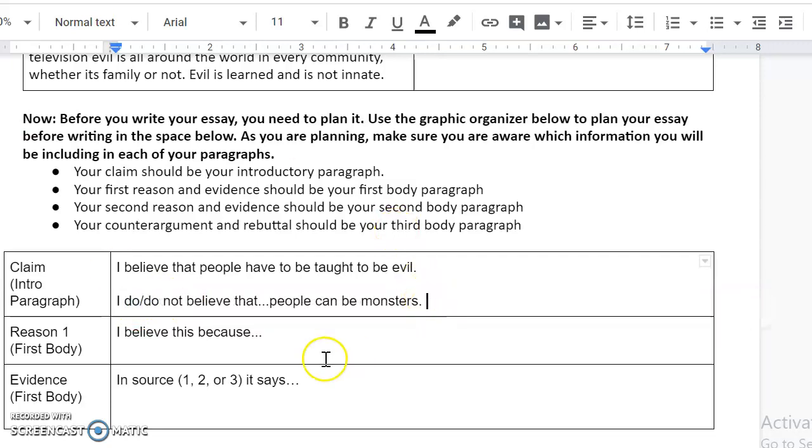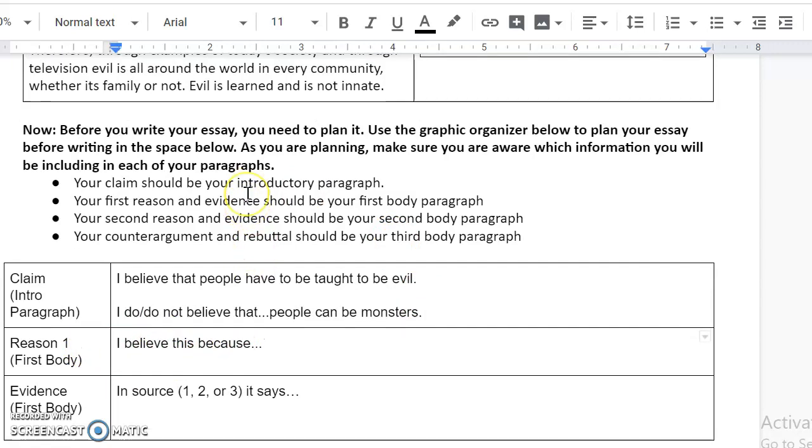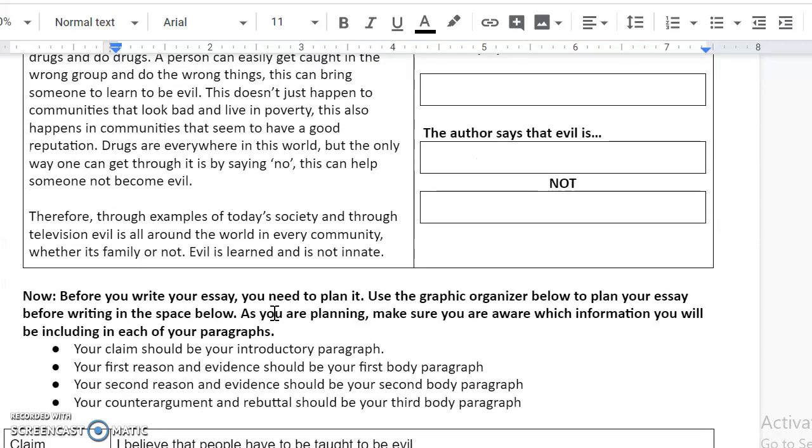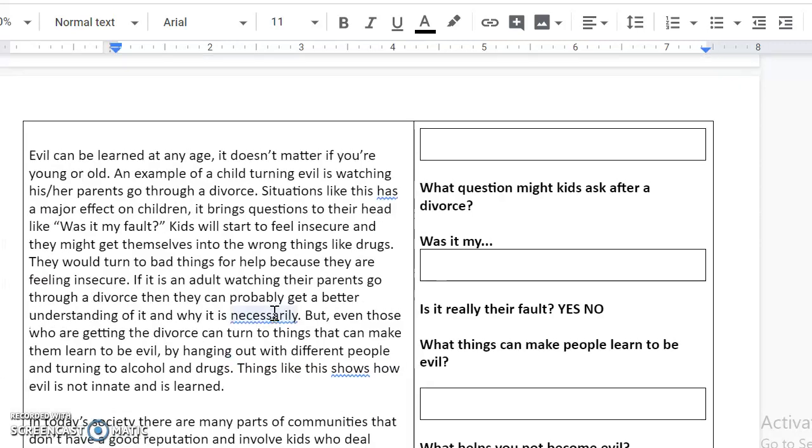Up to you. Now here you have to have a reason. This is going to be something you learned from your sources. So don't use your own opinion. Don't say something like, I know that people are born evil because my brother was born and he was mean from the first day I ever met him. You can't use that. Even if you think it's true, you have to use something from the sources, right?